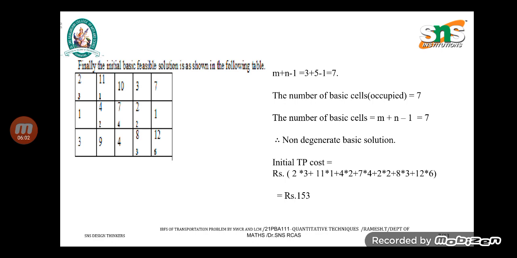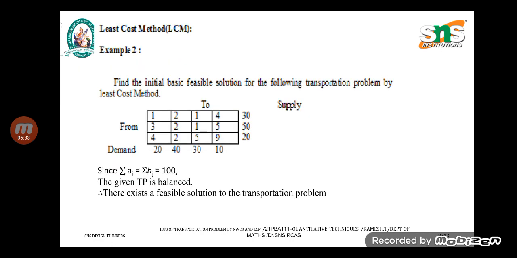So what is the transportation cost? We had in the first cell 2 into 3, in the second cell 11 into 1, because it is a unit cost, and in the second row, second column 4 into 2, second row, third column 7 into 4, second row, fourth column 2 into 2, and third row, fourth column 8 into 3, third row, fifth column 12 into 6. Total we get 153. That is the initial transportation cost.